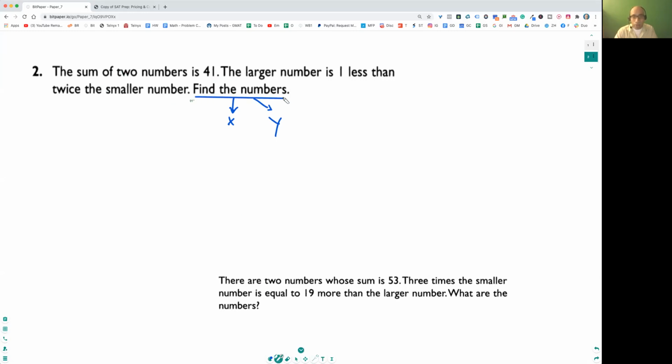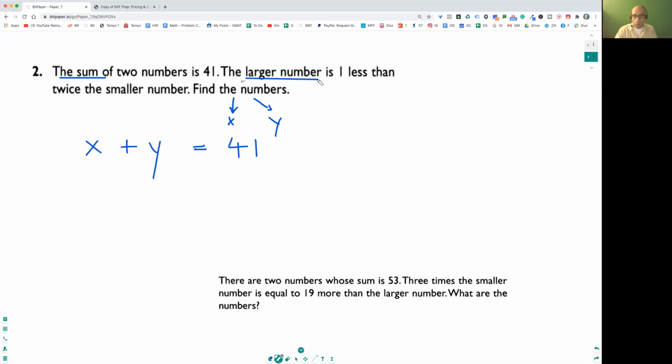So you're asked to find the numbers. As soon as you're asked to find the numbers, just call them X and Y, okay? And the sum of these 2 numbers is 41. So you're just going to write this down as sum. Remember, the meaning of sum is X plus Y, right? So now X plus Y is 41. That's all it's saying, right?